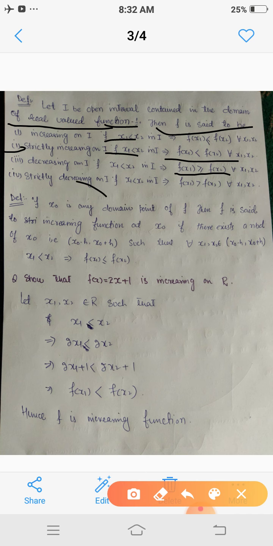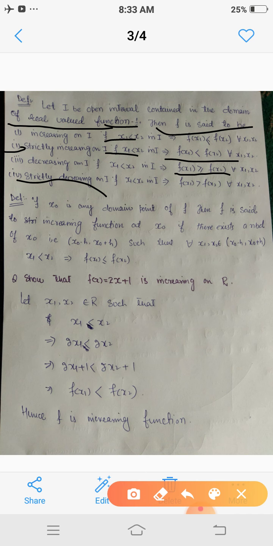Now, strictly decreasing: when we omit the possibility of this equality, that is, if x1 less than x2 in I implies f of x1 is strictly greater than f of x2. This means that there does not exist any two points in I where the value of the function is the same, and f of x1 is greater than f of x2 for all x1 less than x2. Then we say that this function is strictly decreasing. So this was the definition of increasing and decreasing functions on I.